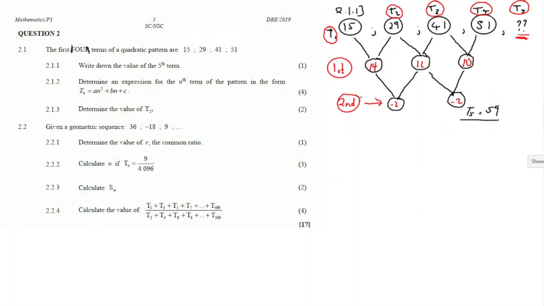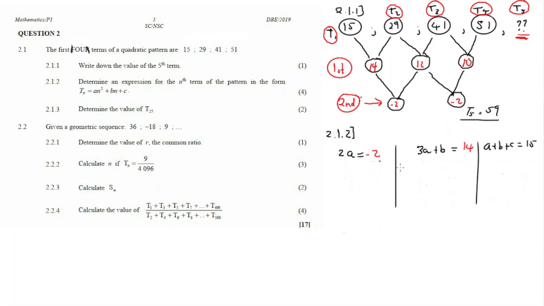Now we go to 2.1.2, determine an expression for the nth term of the pattern in the form Tn equal to an squared plus bn plus c. So 2.1.2, the second difference is actually 2a.